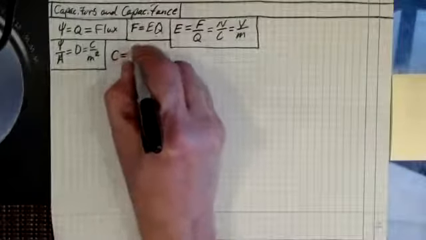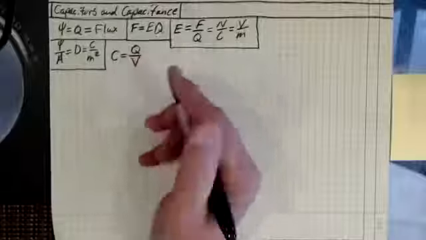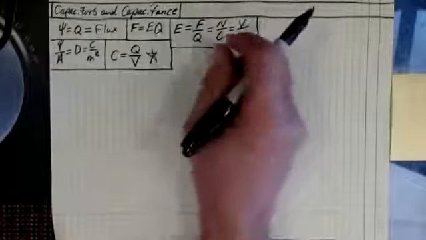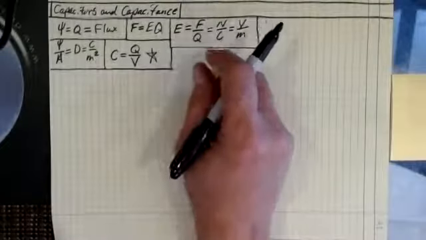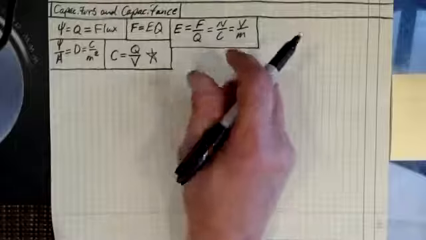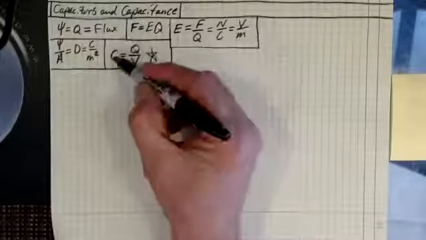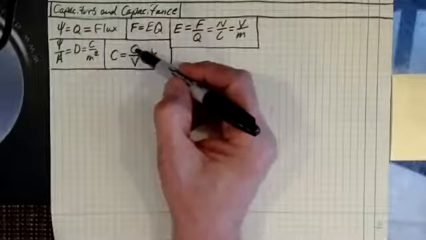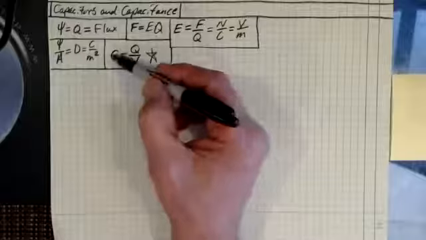So how about, I'll start here. C equals Q over V. And that's really the equation. I'm going to put a star next to that. That's really the equation that we're going to be focusing on in today's lecture, right? Capacitance equals charge divided by voltage. 1 coulomb per volt is going to equal 1 farad, right?